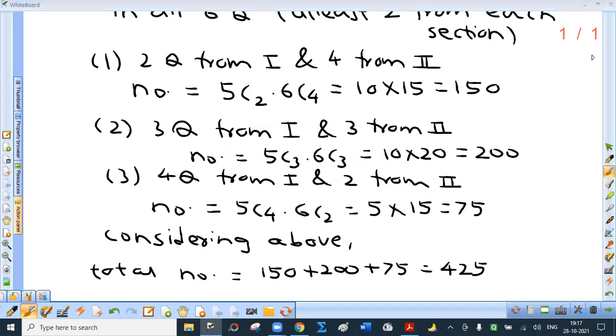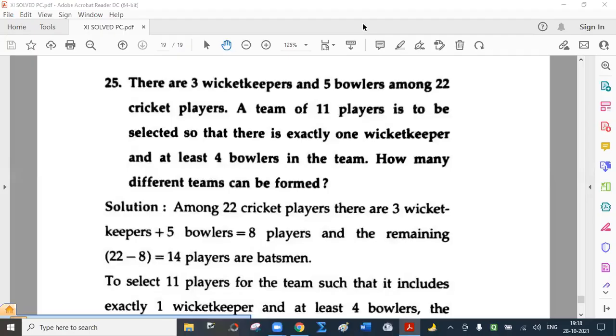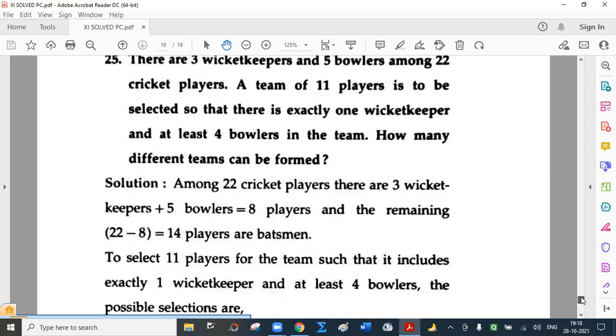25th, there are 3 wicket keepers and 5 bowlers among 22 cricket players. A team of 11 players is to be selected so that there is exactly 1 wicket keeper and at least 4 bowlers. How many different teams can be formed? Among 22 cricket players, there are 3 wicket keepers and 5 bowlers. So remaining are batsmen. Now don't say, but there can be all-rounders also. We say wicket keeper, bowlers, and remaining are batsmen.